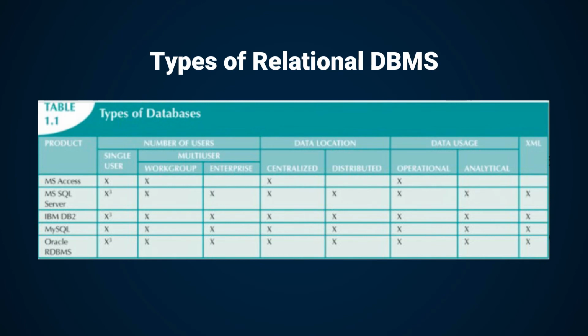Let us go now with the types of relational DBMS. MariaDB, MS Access, MS SQL Server, IBM, MySQL, and Oracle are some of the top relational database management systems. Each RDBMS is categorized according to their type of database. In this course, we will focus on MySQL, which is an open-source relational database management system.